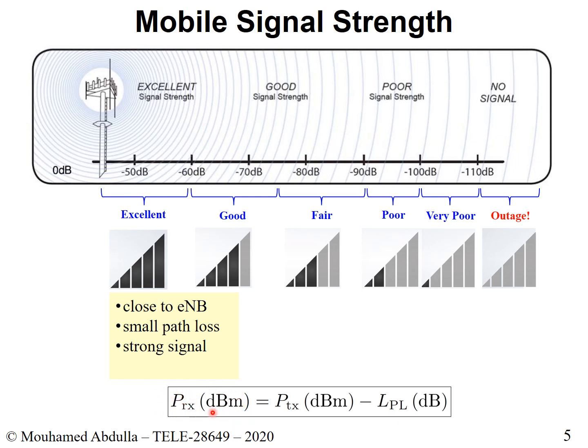Therefore, when we write the equation, we could simplify it and simply write that the receive power at the mobile is equal to the transmit power from the eNodeB minus the path loss. So this is the dB representation of this. If you were to write it in linear format, you would simply write power received is equal to the power transmitted over the path loss.